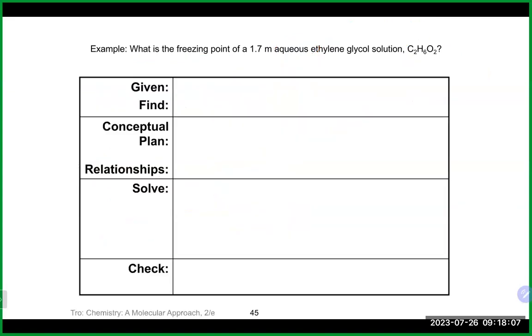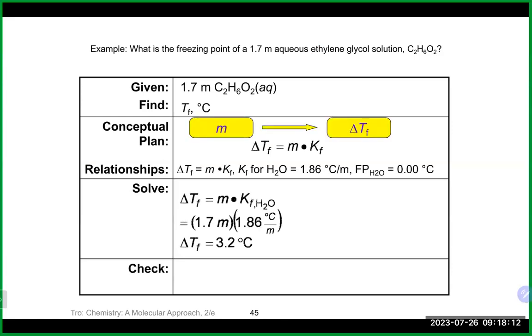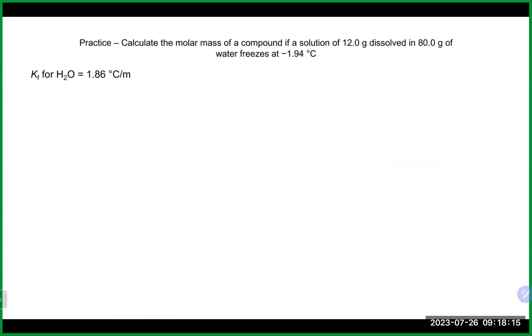So another thing that we can use to our advantage with freezing points is to calculate something like the molar mass, which is grams per mole. In this case, we're looking to calculate grams per mole of a compound if a solution of 12 grams of it is dissolved in 80 grams of water and it freezes at minus 1.94 degrees Celsius. So why don't you take a few moments, see what you come up with, and then we'll talk about how to.